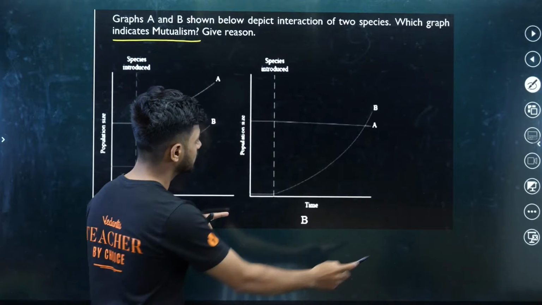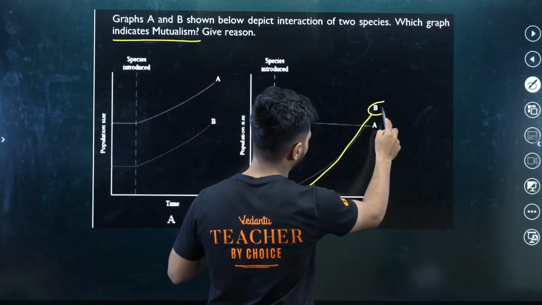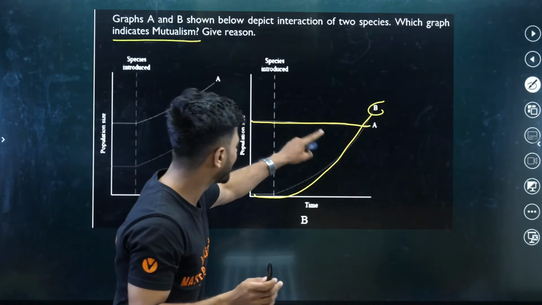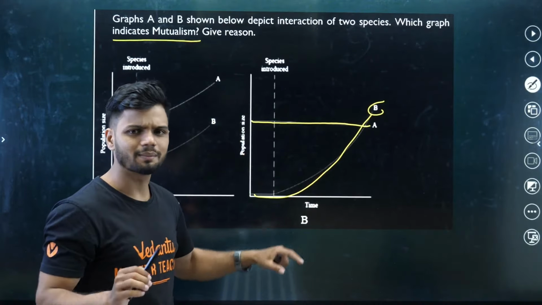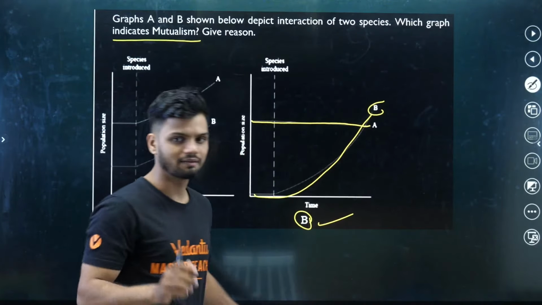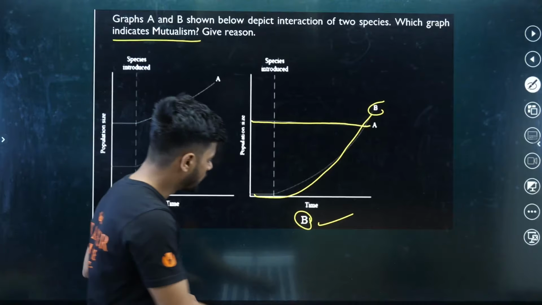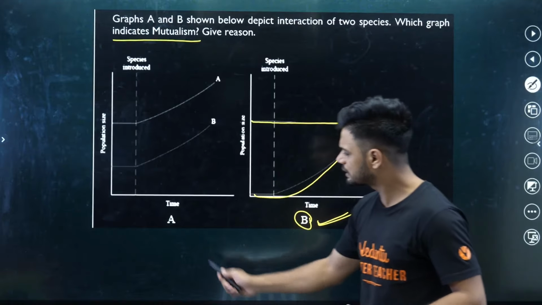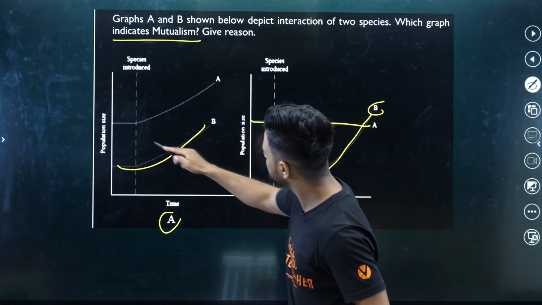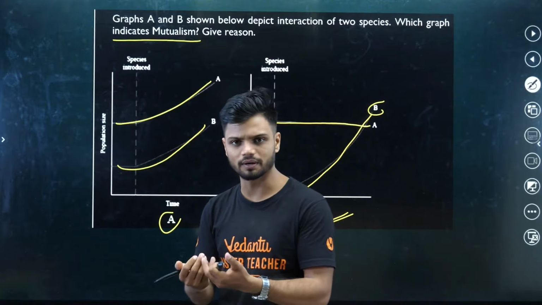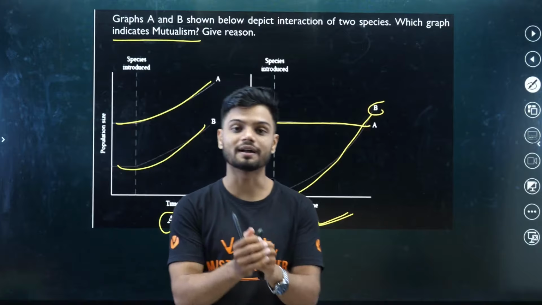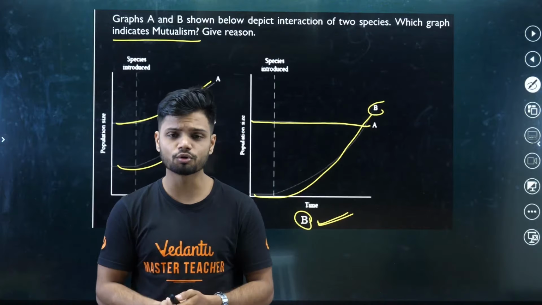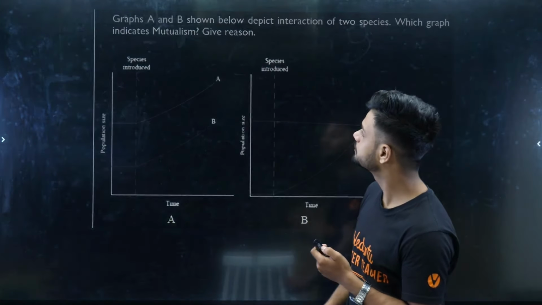If you look at graph B, one species is growing, that is, B is growing. But A is not growing or dying; it is at a constant rate. Can you tell, are they both in mutualism? No. So let us know in the comment section, what is graph B telling us? Which type of interaction? But if you look at graph A, can you see both species A and B are increasing in number at the same time? That is, they have a mutualism where both are benefited, both organisms are able to survive and grow. So the answer would be A here.